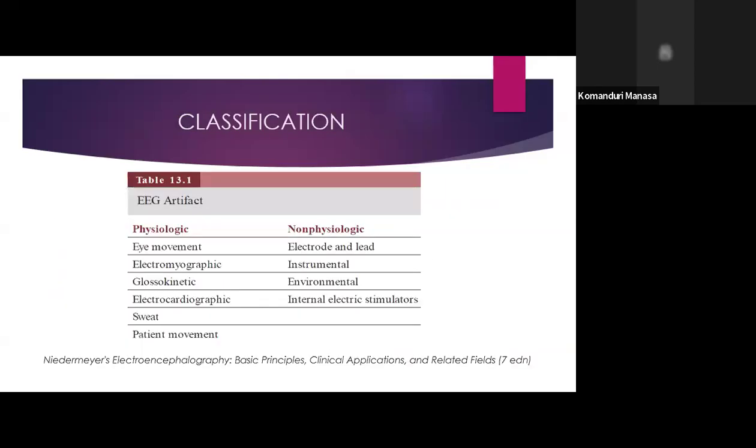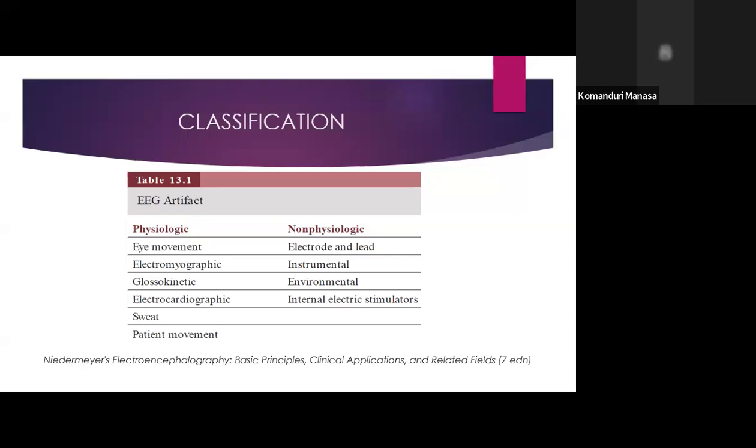Coming to the classification, EEG artifacts can be physiologic and non-physiologic. Physiologic are the artifacts which are produced within the body of the patient. It is either because of eye movement, electromyographic activity, glossokinetic artifact from tongue movement, ECG artifact, sweat, and patient movement. All these are artifacts under physiologic artifacts.